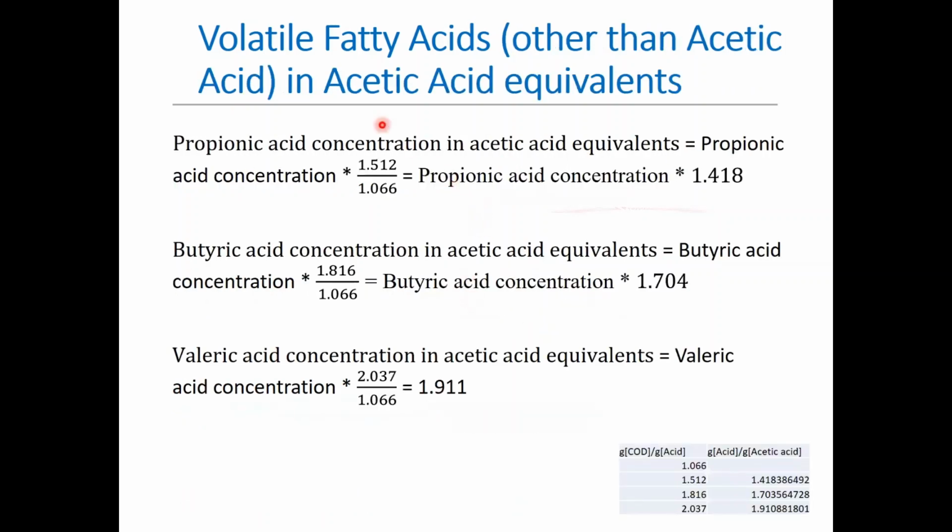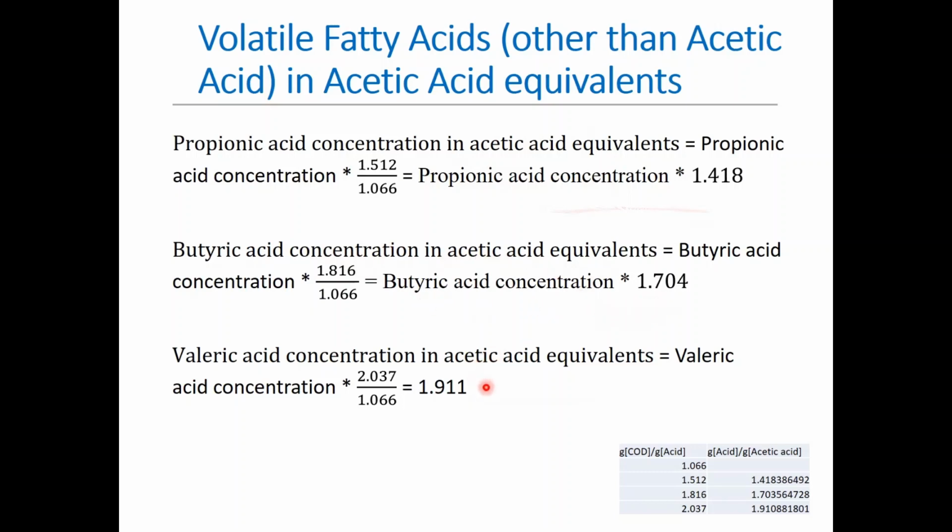Okay. So this is just summarizing what I said in the last slide. Here we will have the propionic acid concentration in acetic acid equivalent. It will be propionic acid concentration times 1.418. And again, if you have an amount, not a concentration, you need to multiply the amount here. So the amount of propionic acid, for example, times 1.418 gives you the amount of propionic acid in acetic acid equivalent. The same also for butyric acid. So butyric acid concentration in acetic acid equivalent is equal to butyric acid concentration times 1.74.